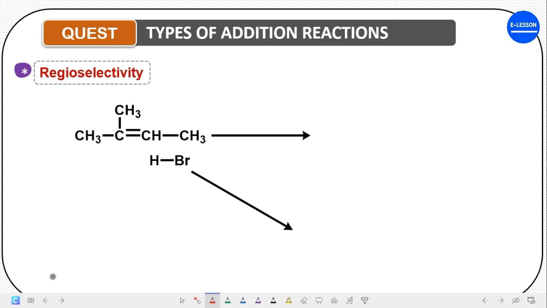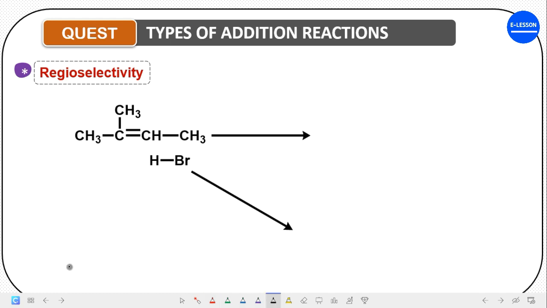Now, before we talk about regioselectivity, we should look at the stability of the carbocation that is formed, because we said that an addition reaction usually involves the formation of what? Carbocation. So let's look at the carbocation that will be formed, and the stability of them.